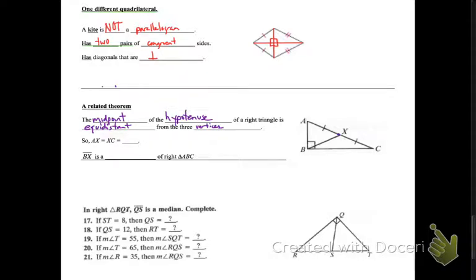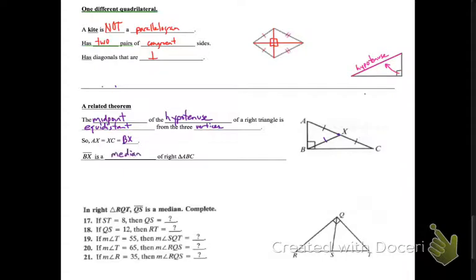Okay, so what am I talking about? The midpoint of the hypotenuse. Remember, a hypotenuse is the side that is opposite the 90-degree angle. It's the longest side of a right triangle. So the midpoint of the hypotenuse, X, will make AX equal to XC. It's equidistant from the three vertices. Well, of course, AX and XC are the same because of the definition of a midpoint. That also means that it's the same distance from X to B. So AX equals XC equals BX. All of those are the same.